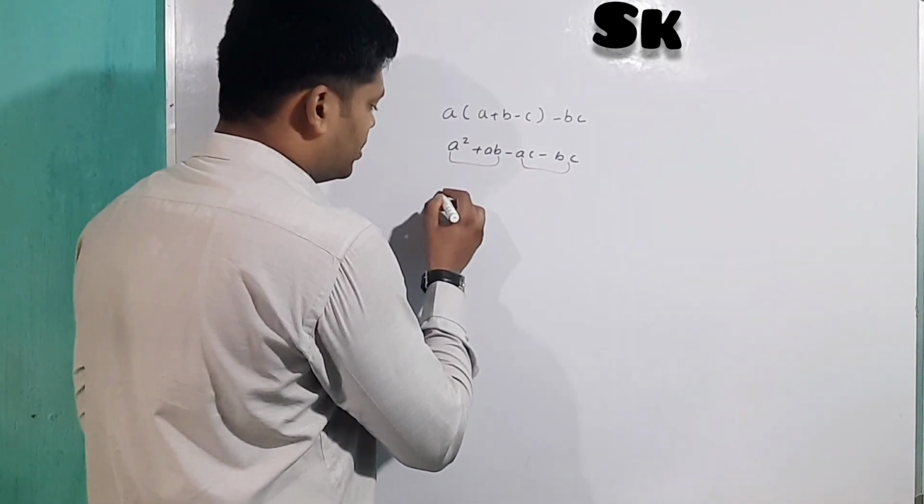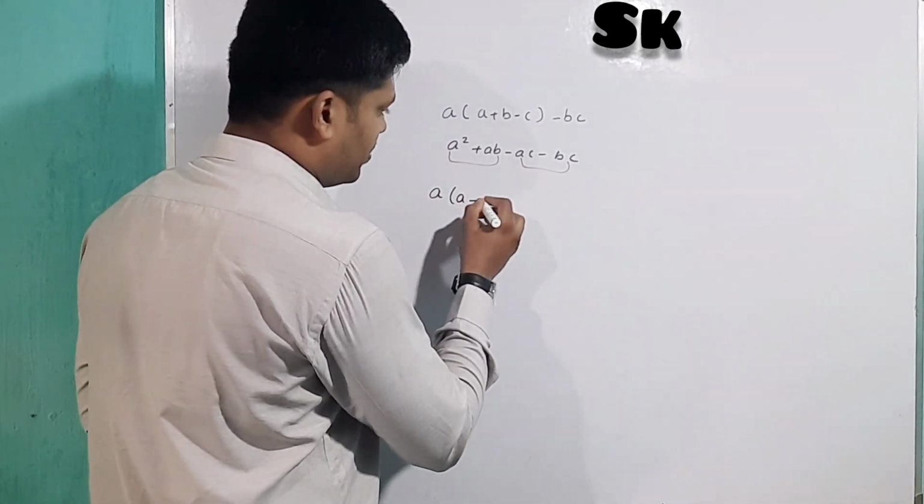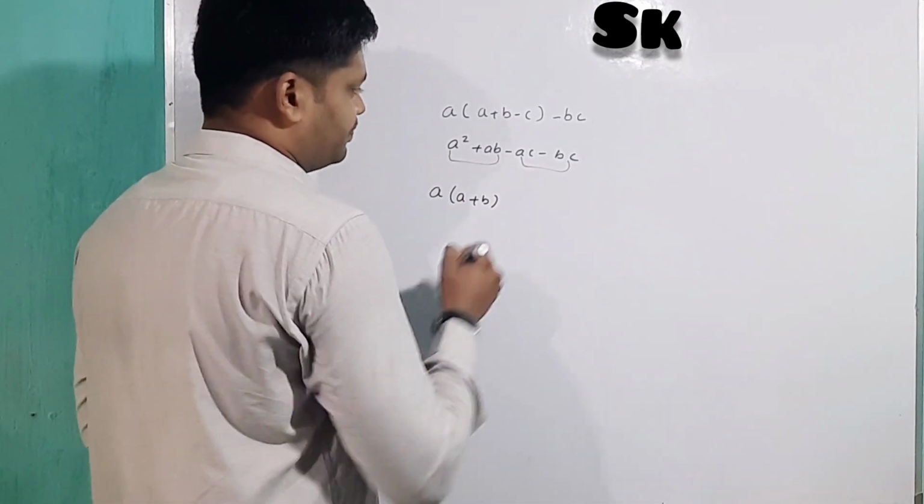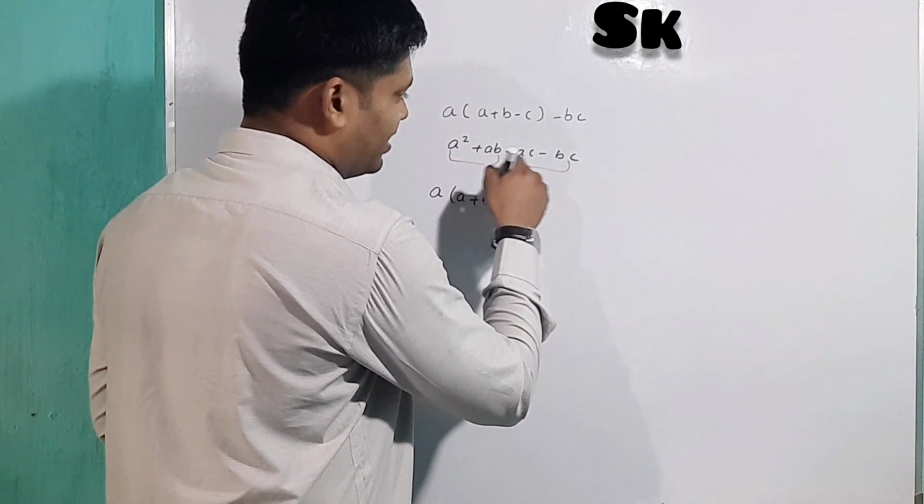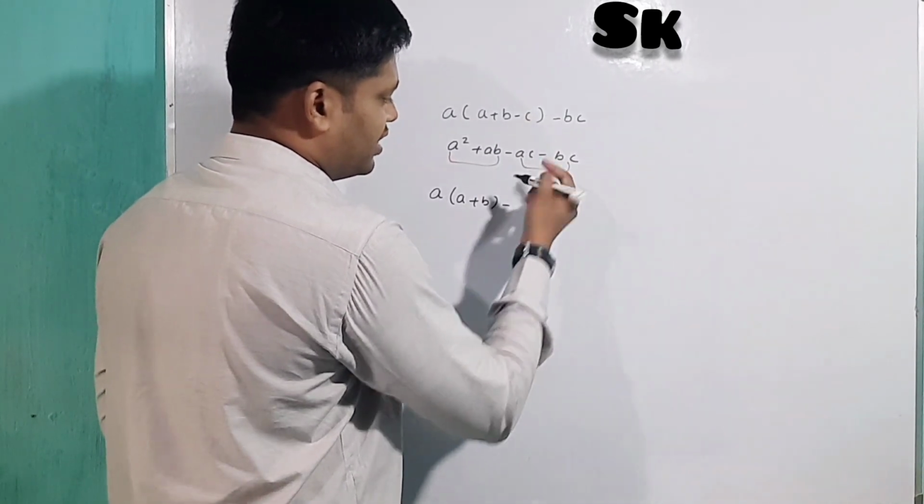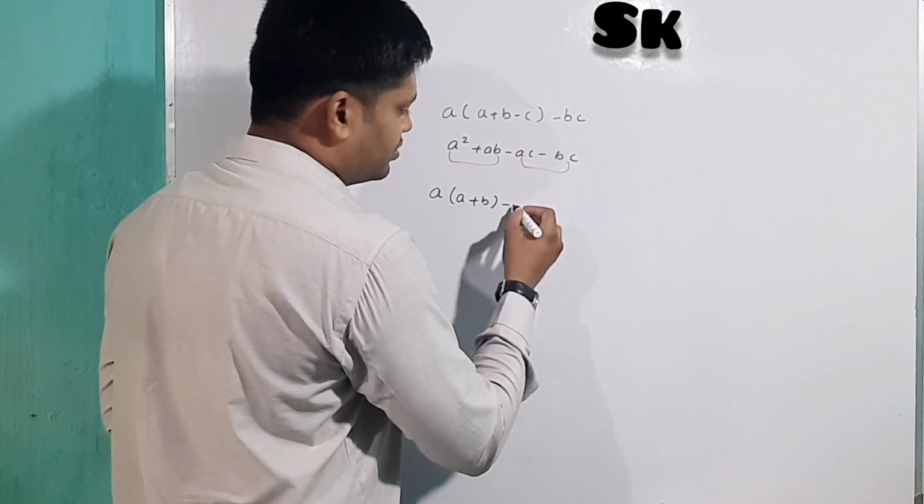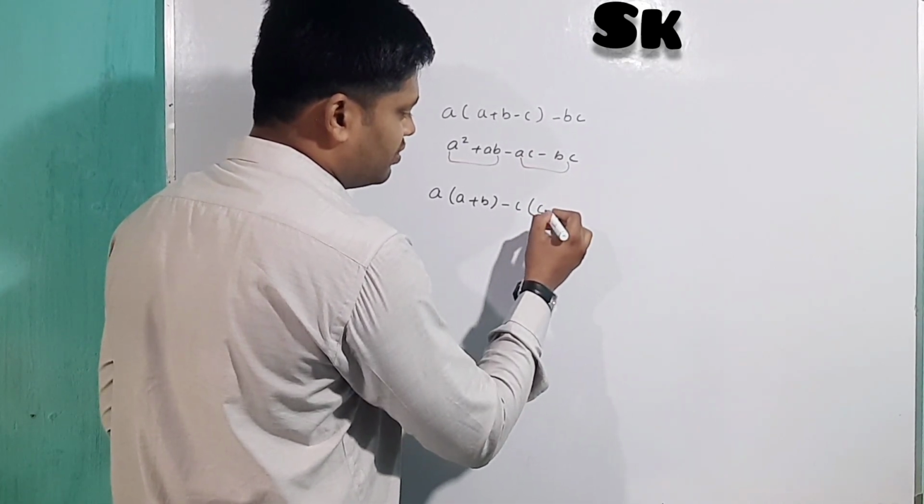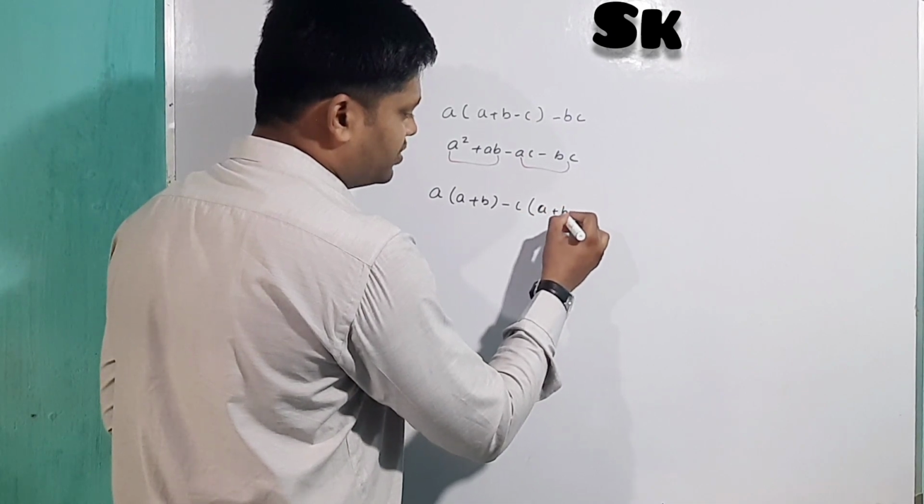So what is the common, sir? A is common in both the cases, so a plus b is left, and in both the cases a is common. Okay, I told you, minus is there. When I take minus as common, so whatever the signs are there inside, I will change. Now what is common here? C is common. So when I'm opening the bracket, minus is common, so all the signs will be changed to opposite signs.